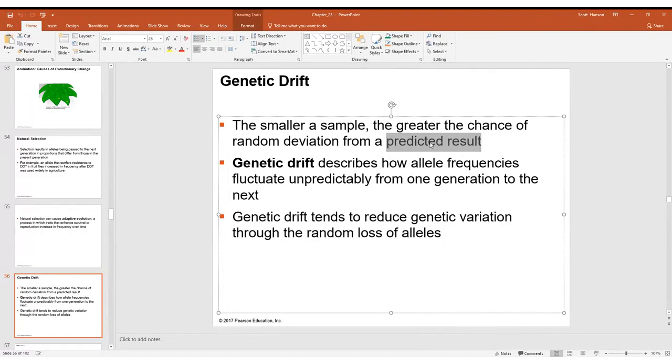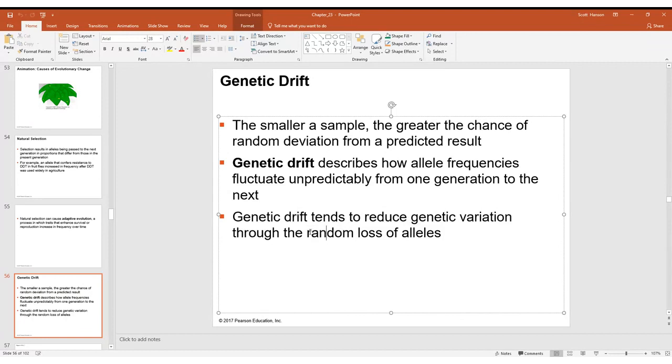And we'll see examples of this so that it'll make it more clear. So genetic drift then is basically how allele frequencies can fluctuate unpredictably, in other words, randomly, from one generation to the next. And genetic drift tends to reduce genetic variation through just a random loss of alleles.